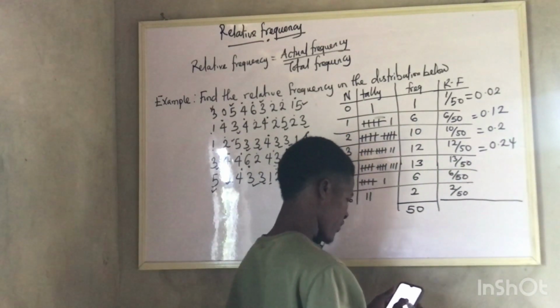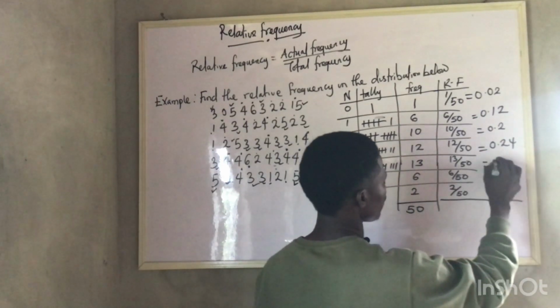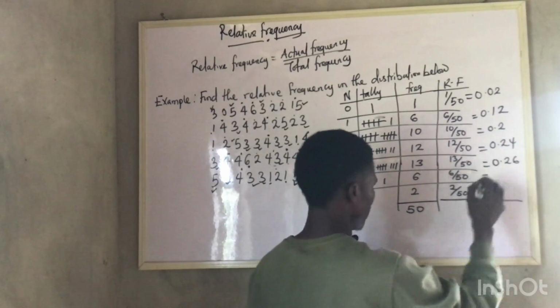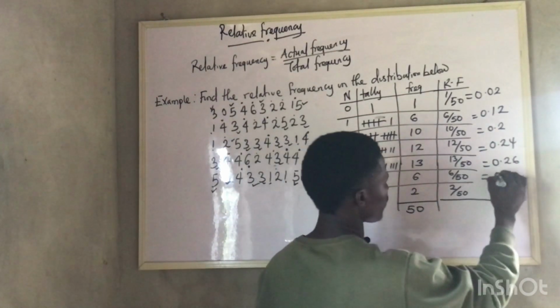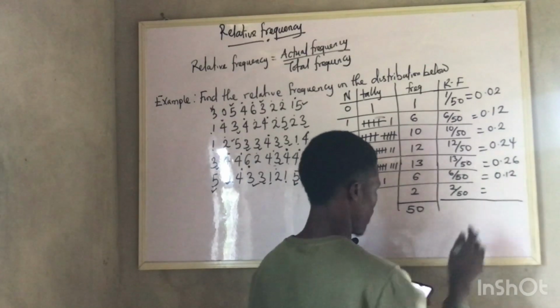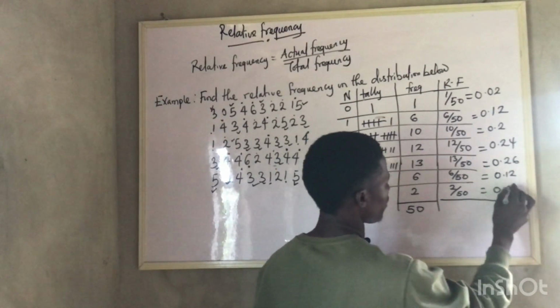Then we have 13 divided by 50. This is 0.26. Then we have 6 divided by 50. This is 0.12. And we have 2 divided by 50, which is 0.04.